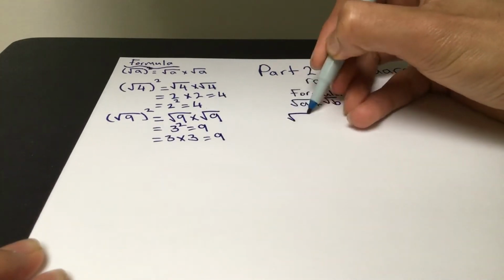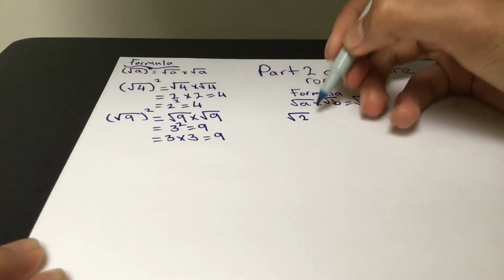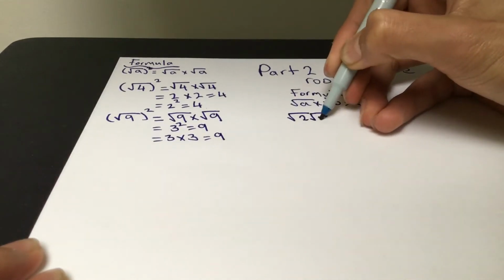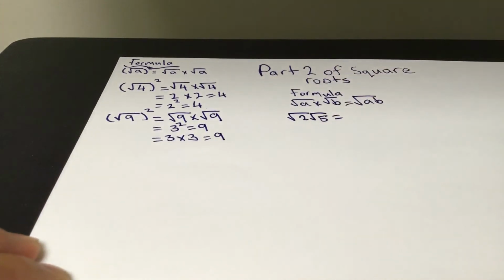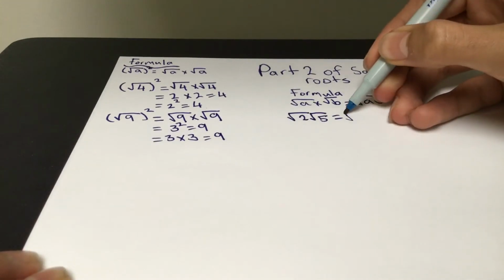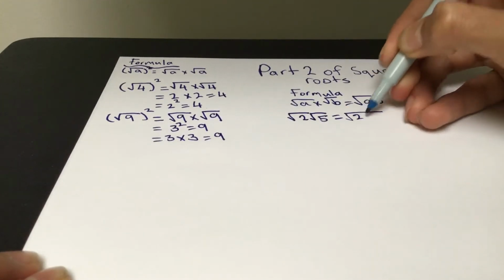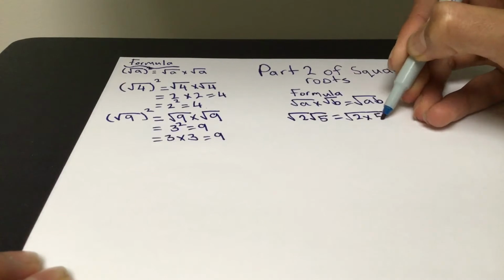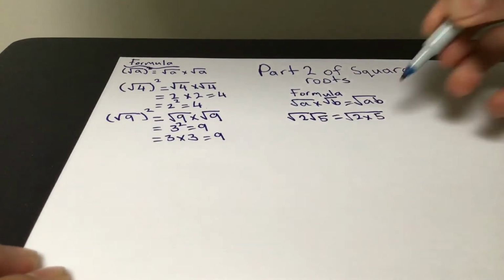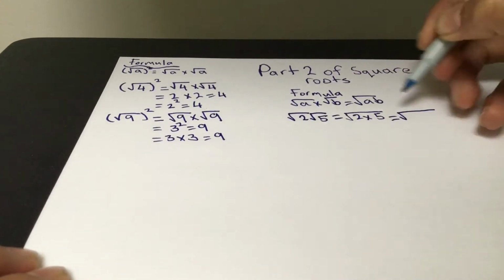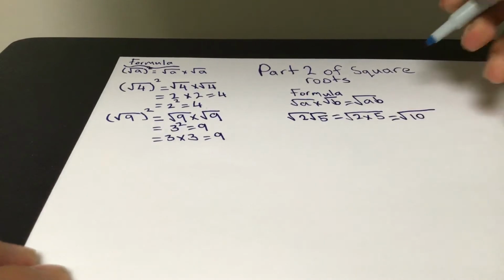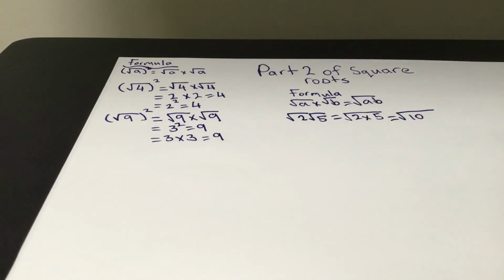Let's do square root 2 times square root 5. Okay, we're going to put this like this. We're going to turn it to square root 2 times 5. Okay, and now you just go 2 times 5, which is 10. So square root 2 times square root 5 gives us square root 10.